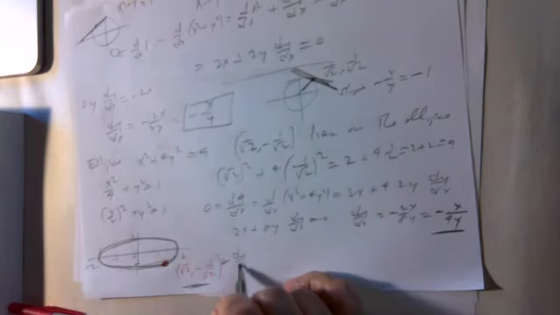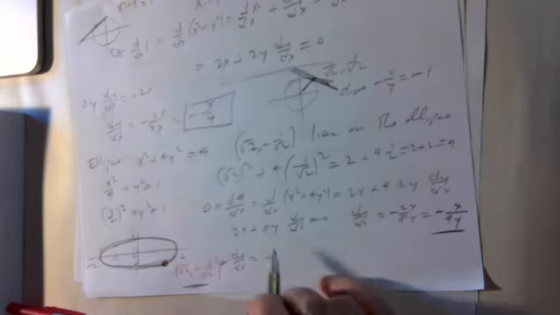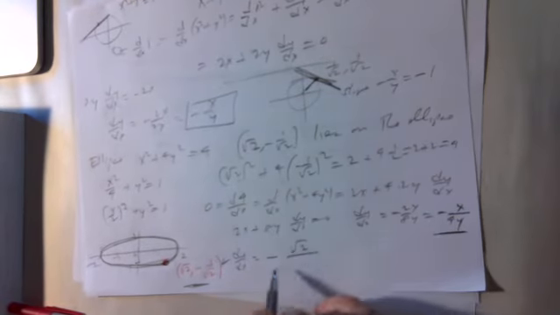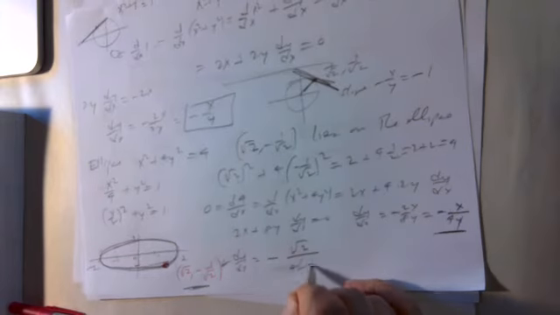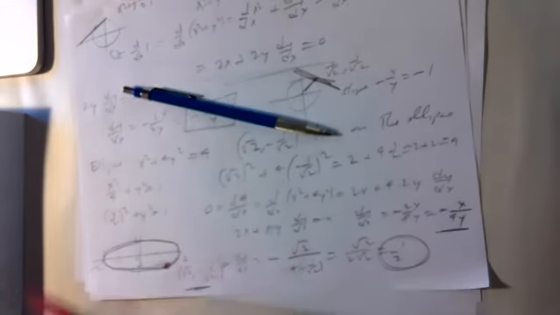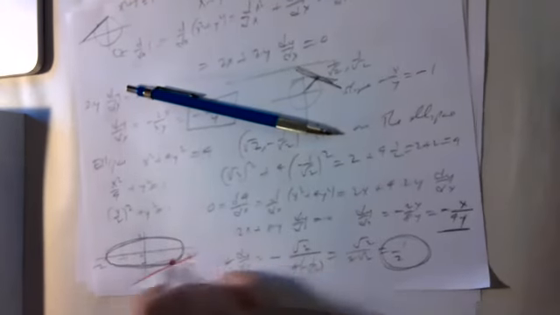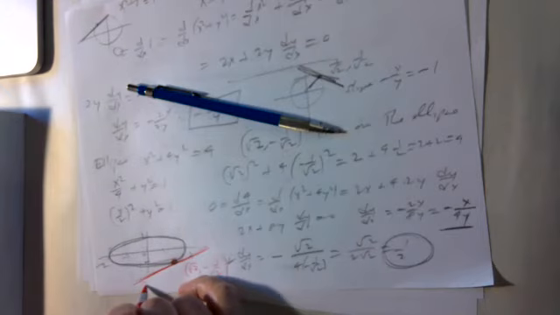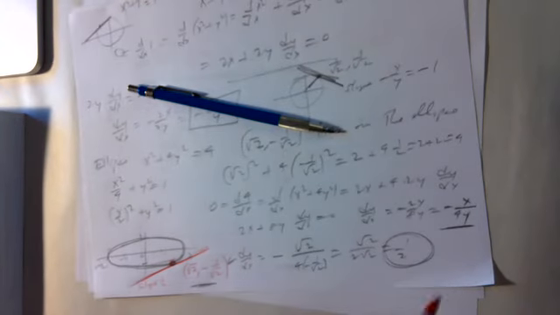So at the point root 2, minus 1 over root 2, dy/dx is minus x, root 2, over 4 times minus 1 over root 2. So the minus signs cancel. 4 over root 2 is 2 root 2. And the root 2's cancel, and we get a half. So at this point on the ellipse, the tangent line has slope a half.